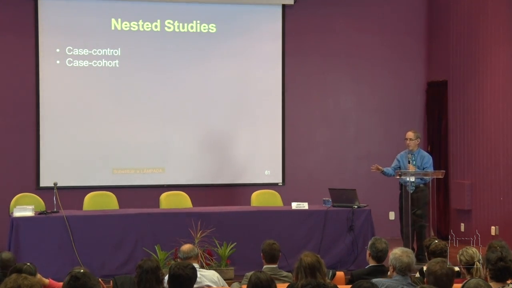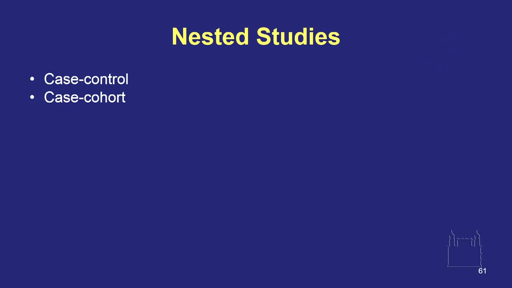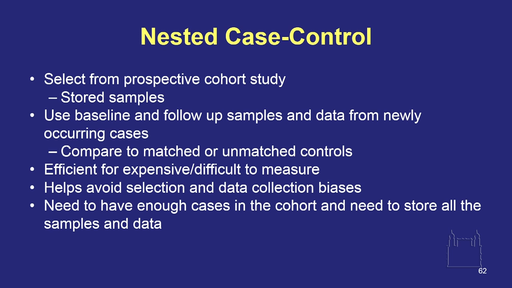I won't say much about this. Often you could do case control studies within a broader study that you've done for a different purpose. These are called nested studies. The more common one is where you do a nested case control. Often you'll do that because you've frozen some biospecimen as part of the bigger study, but it's very expensive to do certain tests on it.